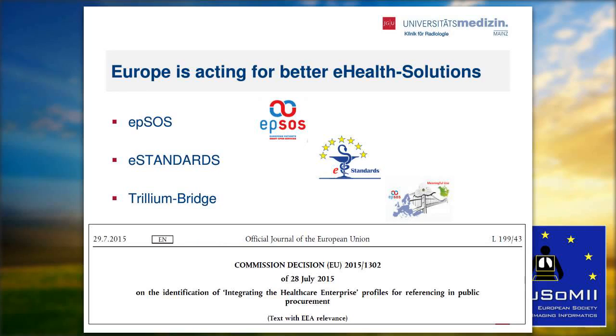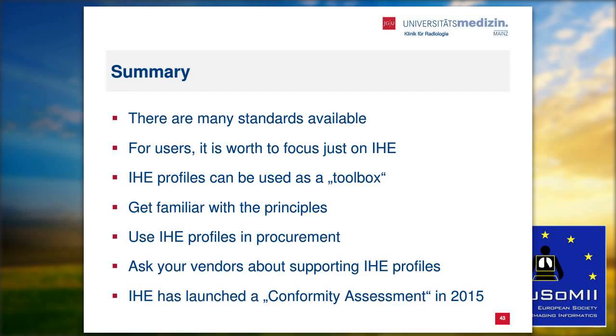On a European level, we have these different projects, and maybe it's already known, but it's very important from a political aspect. The European Commission made a decision in July last year about public procurement processes, with a recommendation of 27 IHE profiles which could be included in procurement based on this decision. And these profiles include IT infrastructure and also several from the radiology domain.